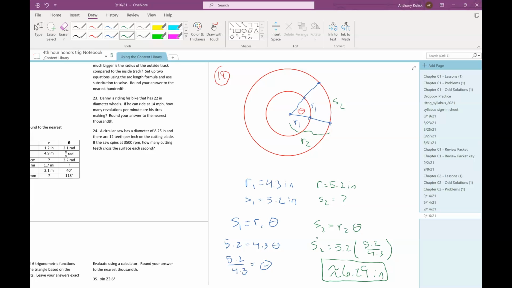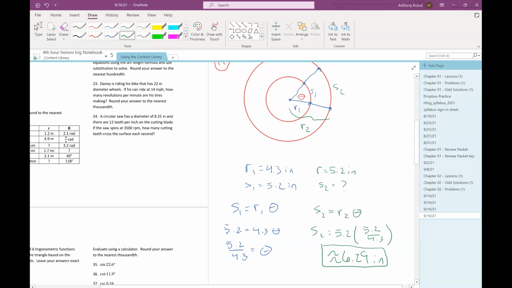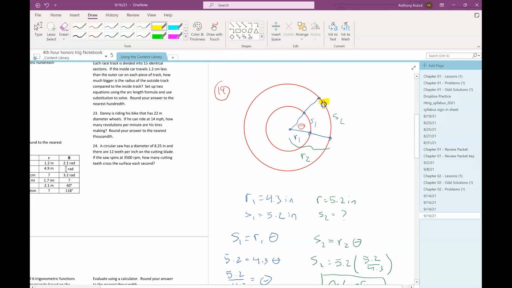So if we're involving arcs, when you hear that word arc, or involving a circle specifically, you're probably going to be using this S equals R theta, which relates, S is your arc length. So that's that distance. R is your radius. And then theta is this angle measure. Again, that's what that formula is relating together.